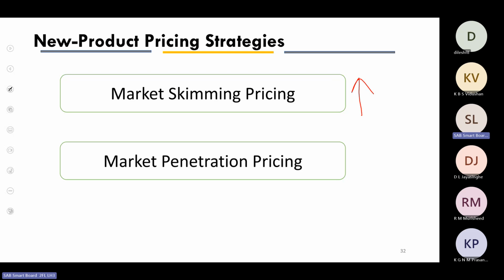Any other situations? Sometimes it may not be that high in quality, or it may not be that unique in the market. But still, we can charge high prices from the customers. Any example for this one, for market skimming?